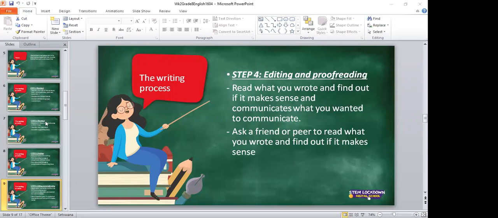Remember, guys, step 2 is planning part 2. Don't worry about the steps. I'm going to review them again as a summary at the end of the lesson.